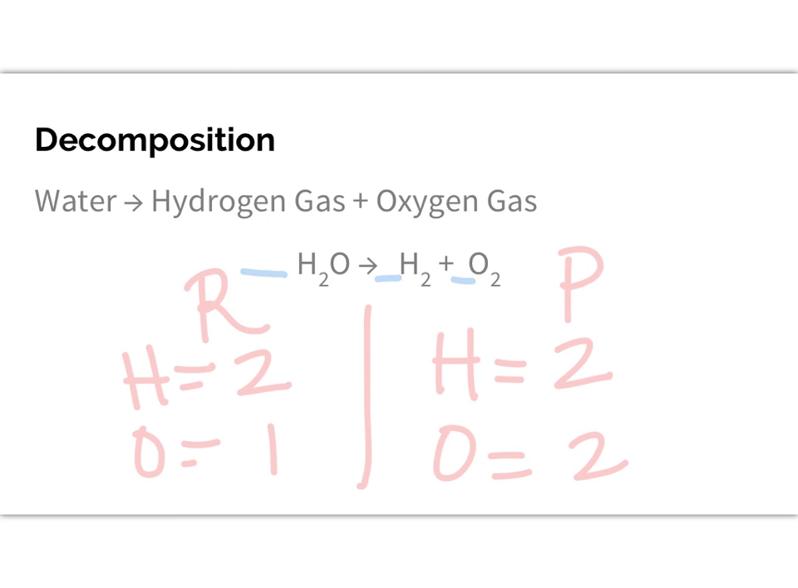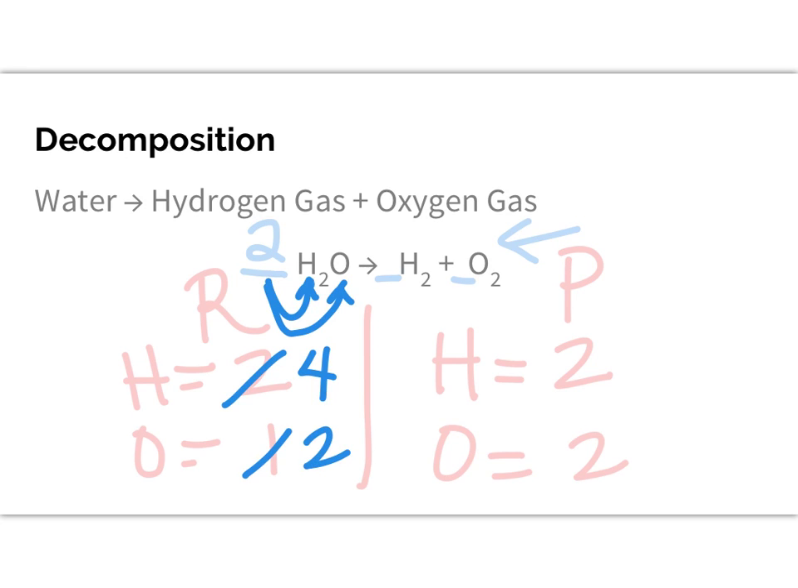So if I have 2 oxygens over here on the right, and I want to get 2 oxygens on the left, what I need to do is put a 2 in front of that H2O. Now that 2 will distribute to both the hydrogen and the oxygen, and when you put that 2 in front, it essentially multiplies each of those atoms. So now I have 2 times 2, 4 hydrogens on the left, and 2 times 1, 2 oxygens.